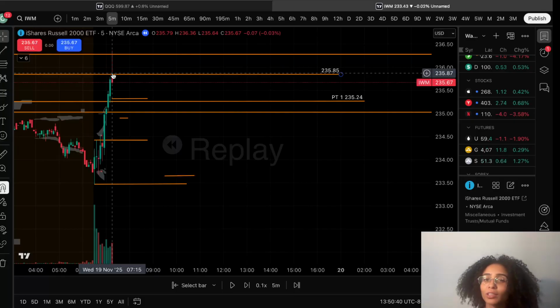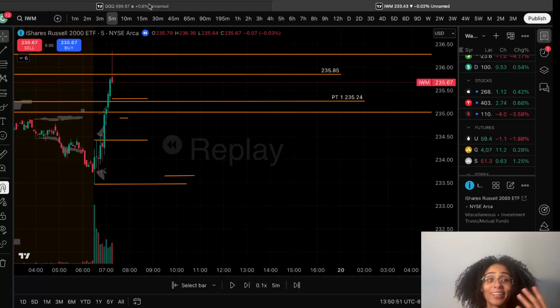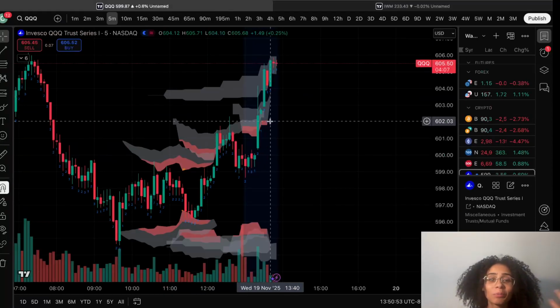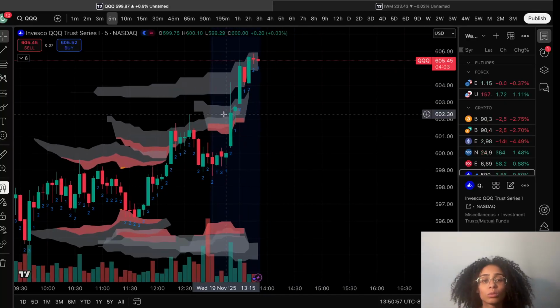So all my price targets were hit. It was a clean move, fast move. My contracts went over 140%. And again, it was a guaranteed win because I did the same thing on SPY and I did the same thing on QQQ. So I'll go ahead and break down QQQ for you as well and really show you how easy this is.